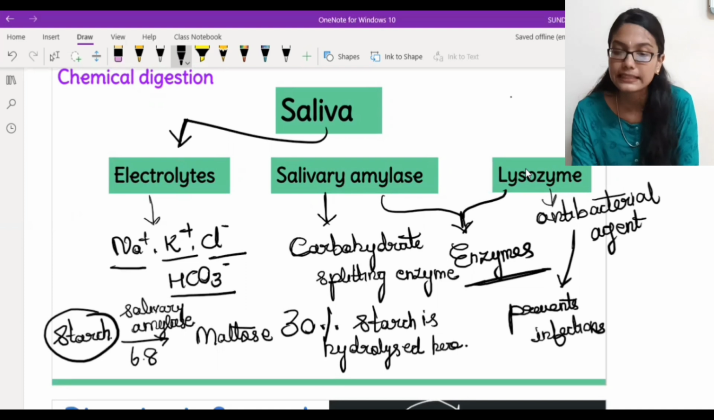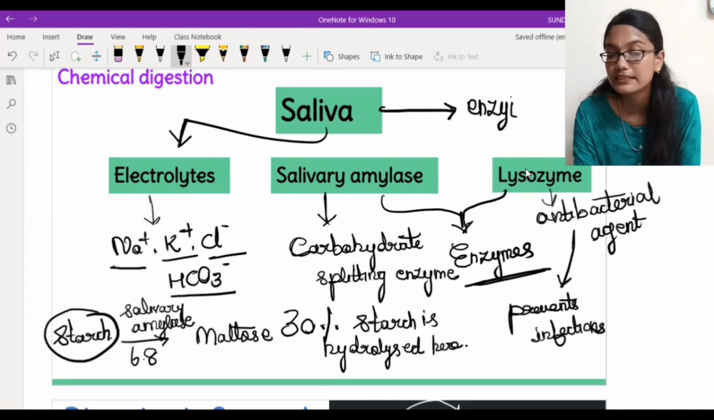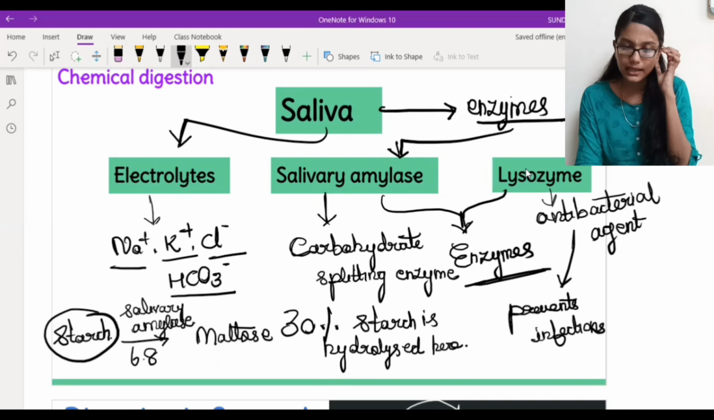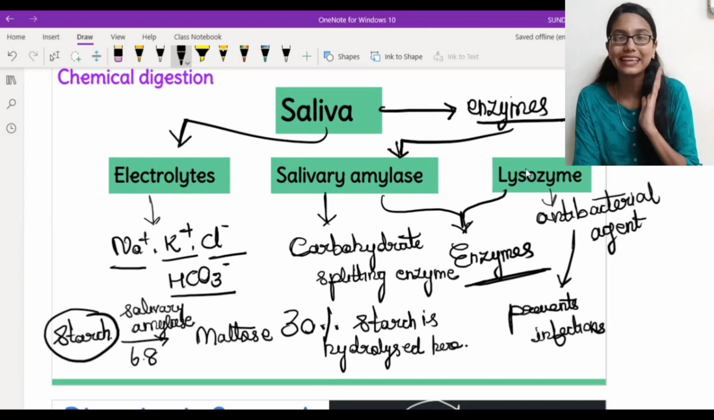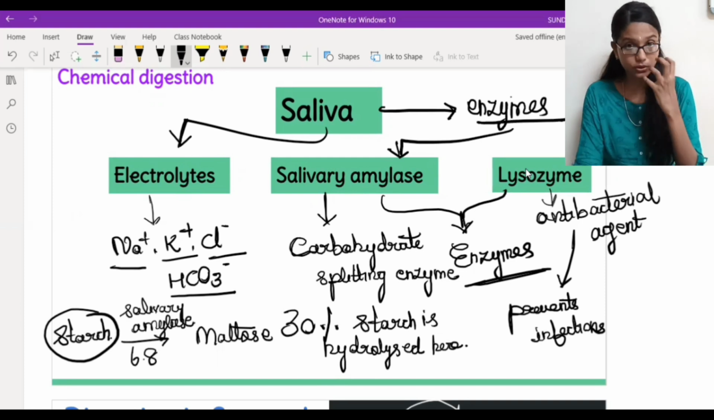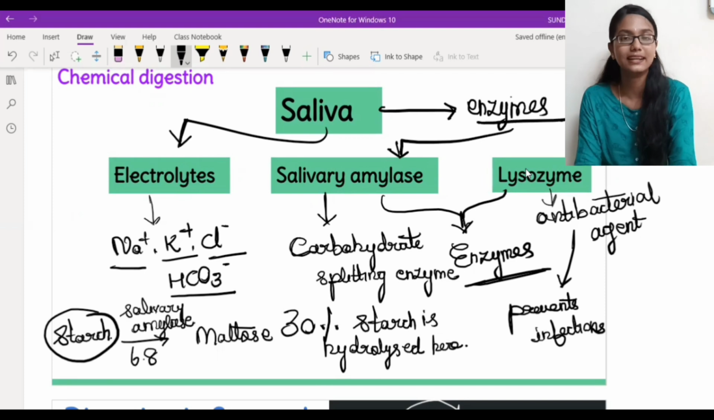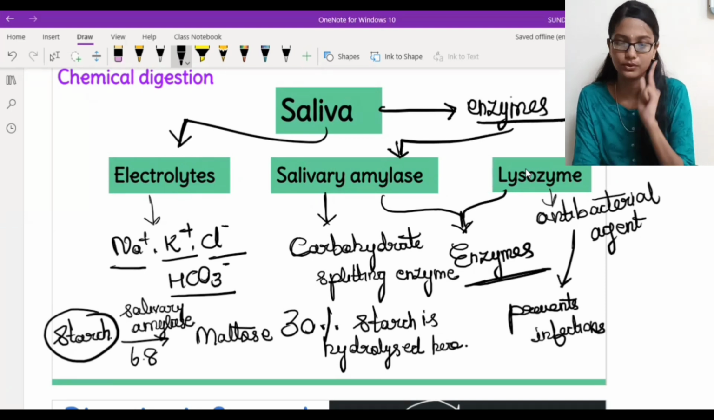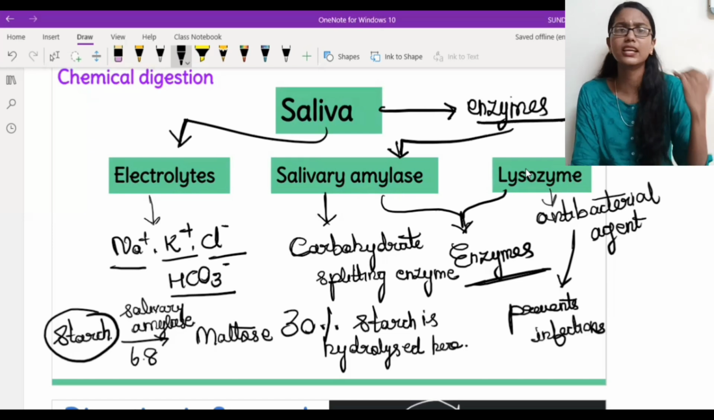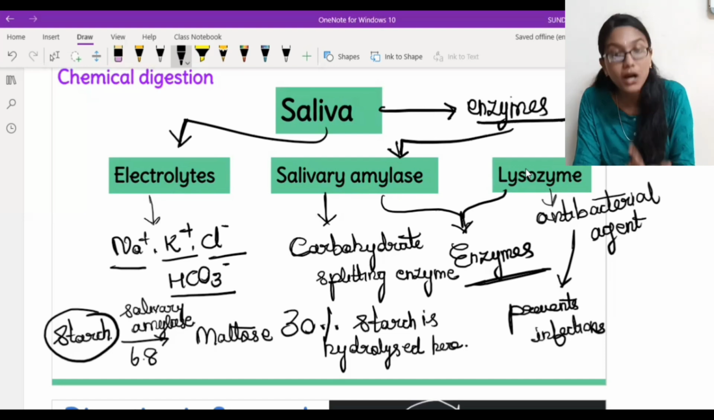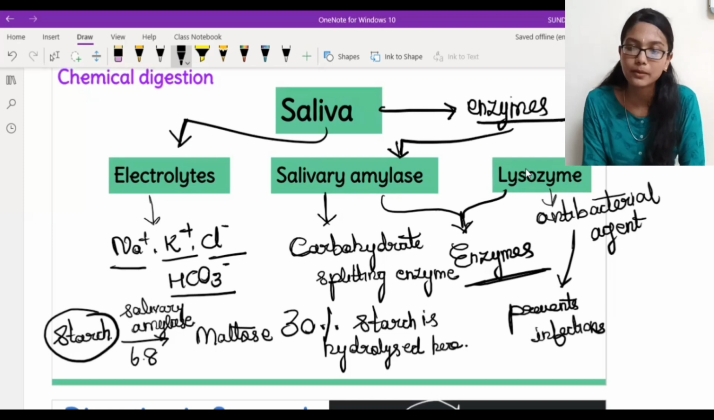And also it contains some very important enzymes. The first enzyme is salivary amylase. We can also call this enzyme a carbohydrate splitting enzyme. So the food you take in also has carbohydrate inside it, right? So the first process of breaking down of carbohydrates takes place in your mouth with the help of salivary amylase. Carbohydrate, we can also call it starch. Maximum 30% of starch is hydrolyzed in your mouth with the help of salivary amylase.